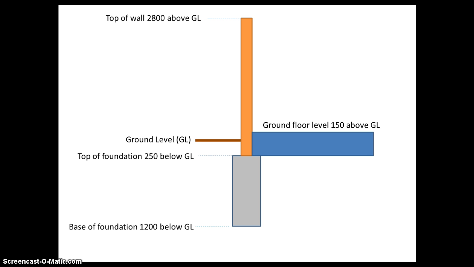We're going to start with the ground level, which for the purposes of this screencast we will take as representing zero. We're then going to establish a level which represents the top of the wall just below roof level. That's going to be 2,800 mil above ground level. We're going to fix the ground floor level, which is going to be at 150 mil above ground level, and we're also going to indicate the top of the foundation, which is going to be 250 mil below ground level. I've indicated here that the base of the foundation is going to be 1200 mil below ground level, but for the purposes of the project we don't actually need to identify that level on the screen.